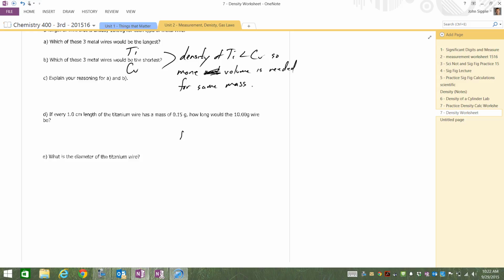Okay. All right. So for D, if every 1 centimeter length of the titanium wire has a mass of 0.15 grams, how long would the 10 grams of wire be? All right. I'm going to show you how I'm going to do this because I think a lot of you guys set up a proportion, which is fine, but I'm going to set it up so the units cancel out and the units work so that I actually have a number at the end with a unit on it, okay? So you could set up a proportion, like some of you guys probably did, like 1 centimeter for 0.15 grams is equal to 10 grams for every X centimeters. That's how most of you guys did it.